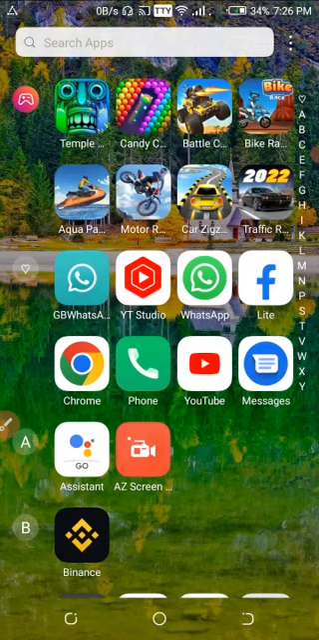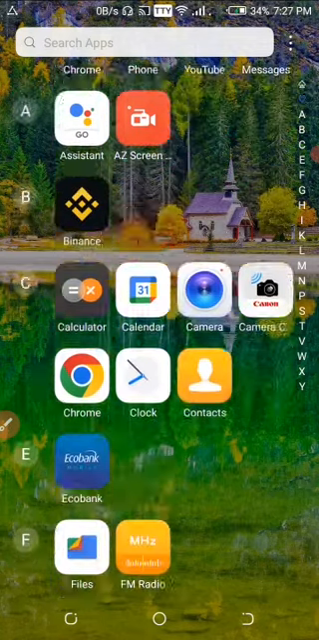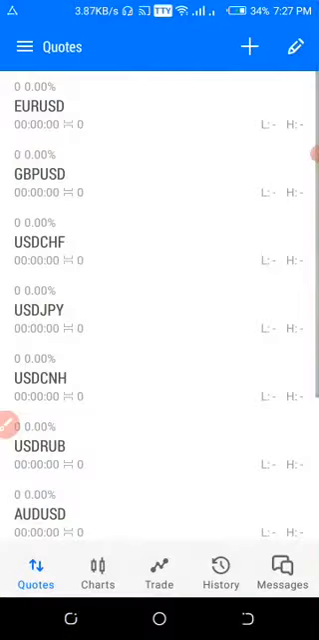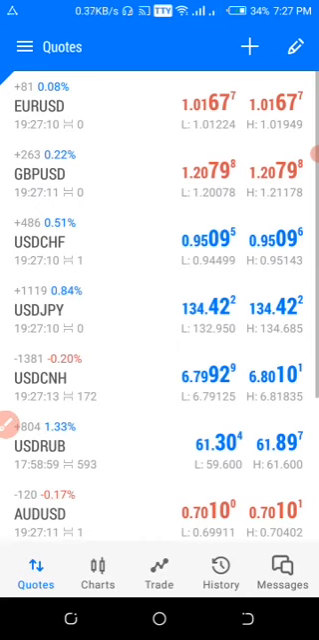Now let me go to my MT5. I'm going to be using MT5 for the demo in this case, and it's the same, because if you have connected or linked your MT4 or MT5 with any broker, then it's the same thing.